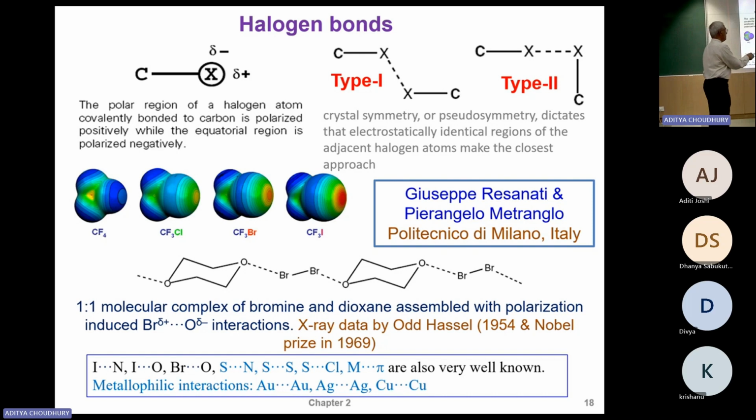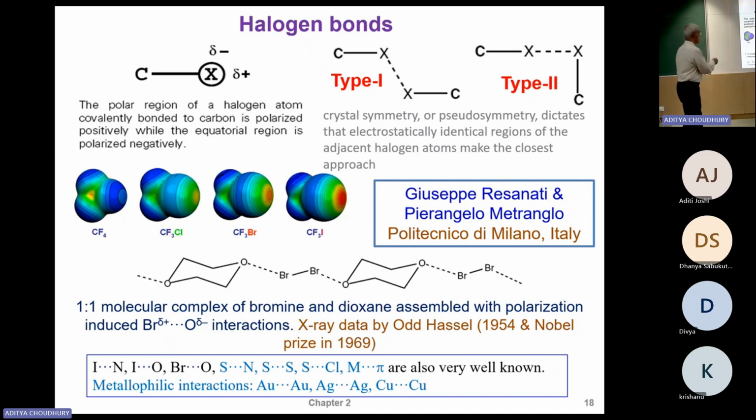So when you have something like this, they were mistaken as halogen bond before, but this is due to symmetry, crystal symmetry or pseudo-symmetry that dictates the electrostatically identical regions of the adjacent halogen atoms to make closest approach. It so happened the packing forces this one to be there like this, although there is no real halogen bond present in some of the compounds, but you would see that this is true halogen bond, this is not.